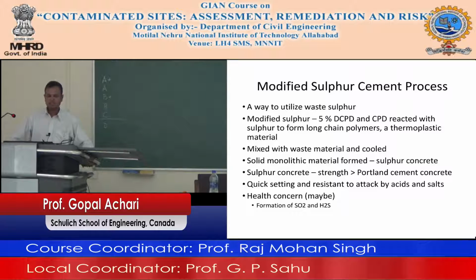The advantage of sulfur concrete is it gives more strength than Portland cement concrete, it is quick setting and resistant to attack by acids, alkalis, and salts. There might be concerns around sulfur dioxide and hydrogen sulfide, which are fairly toxic gases. So basically what you do is you take the stuff, mix it with sulfur with 5% CPD or DCPD, and then let it set.